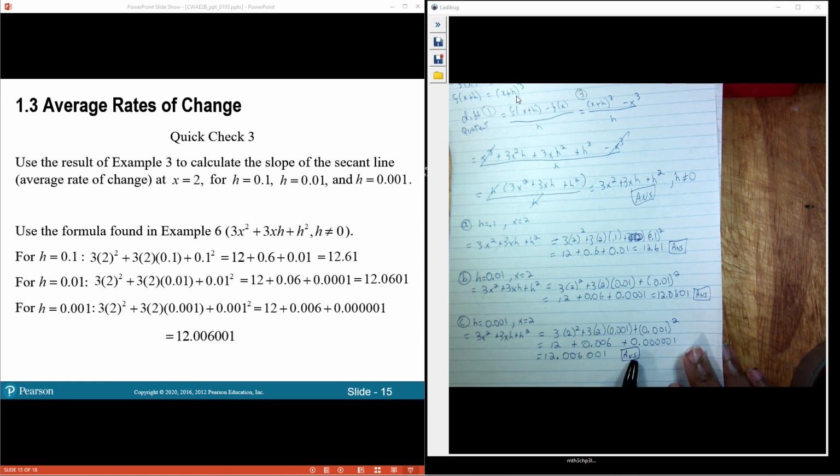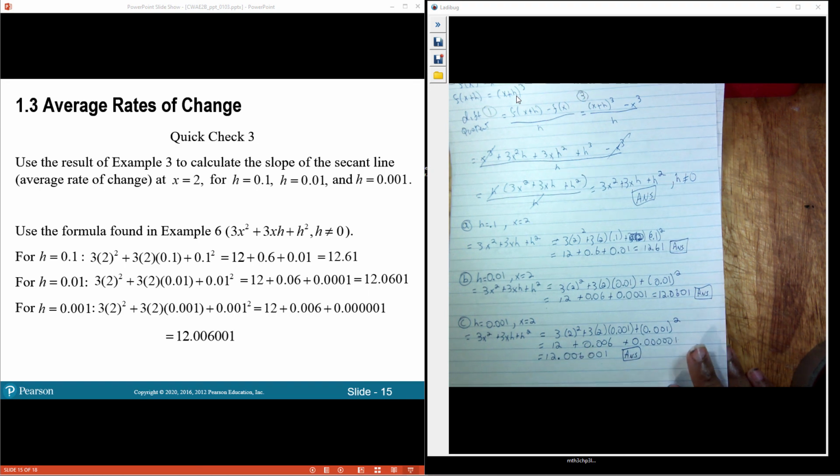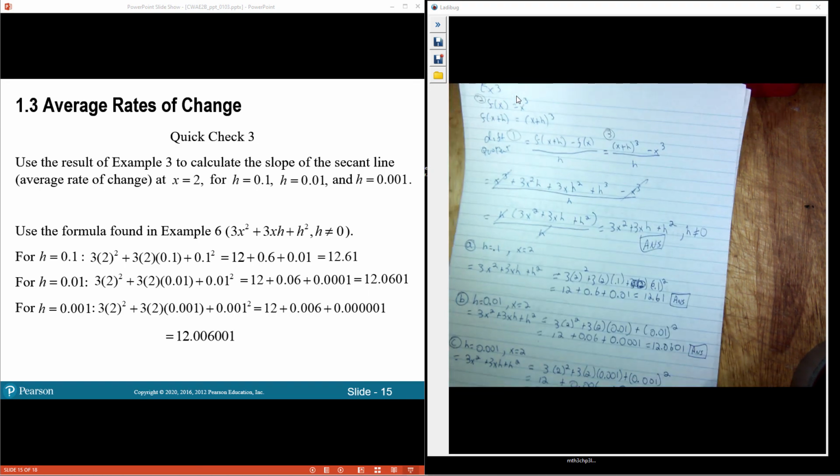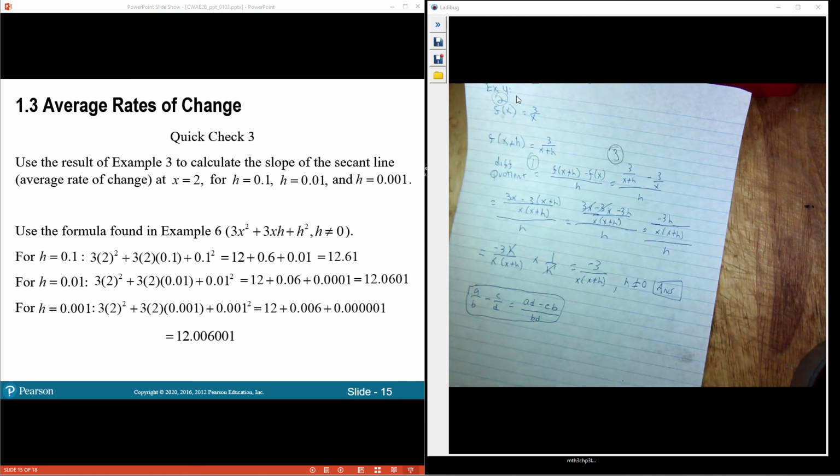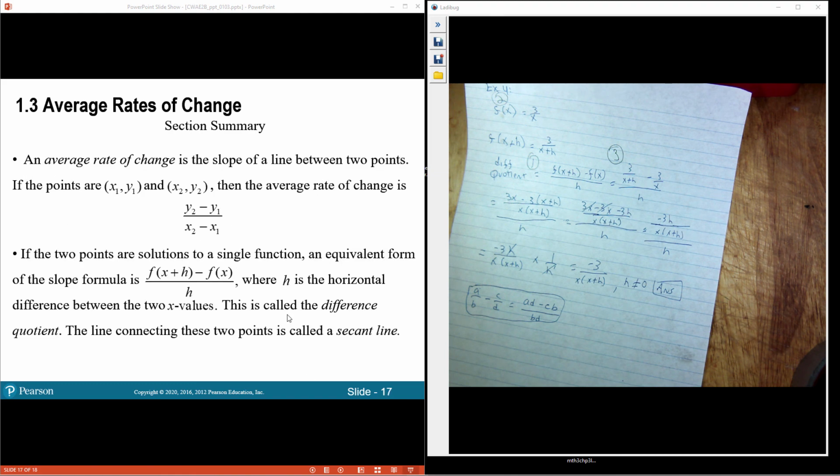Now h is 0.001. So I plug in and I simplify. Notice how as the interval gets closer and closer, the value approaches 12. And there's a summary. Okay.